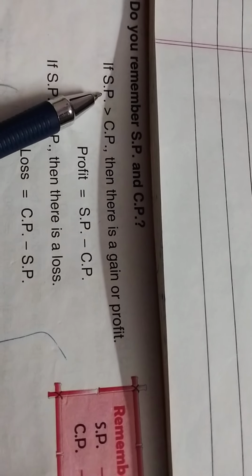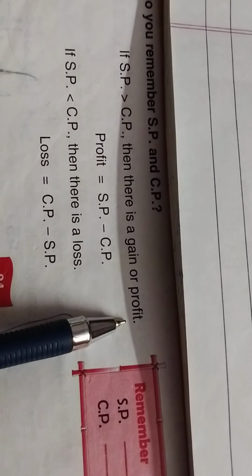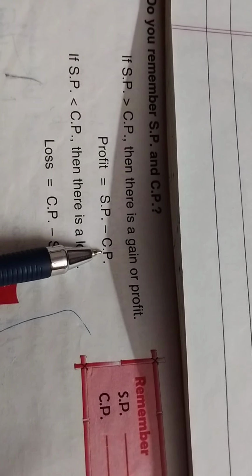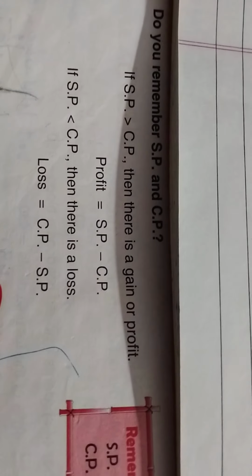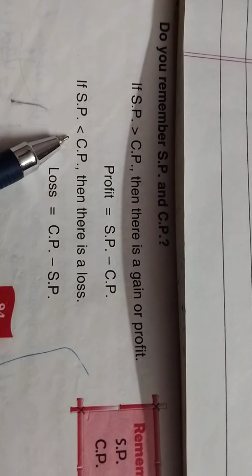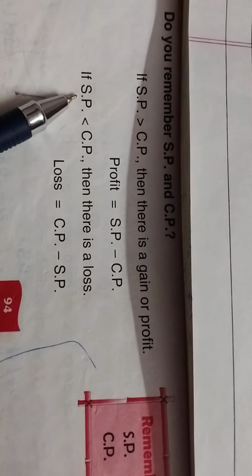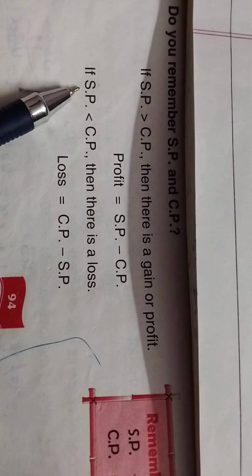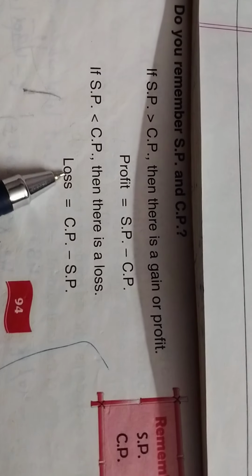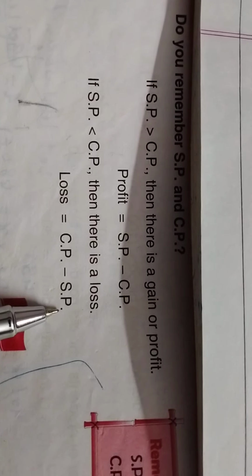Okay, if selling price is greater than cost price, then we will get profit. This is the formula. Although you have done this type of worksheets in 5th class, this is your revision portion. We are going to revise this. Profit is selling price minus cost price. If cost price is greater and selling price is less, then we have loss. Loss is equal to CP minus SP.